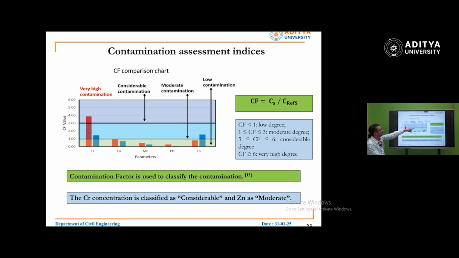So this is contamination factor. That contamination factor is calculated by concentration identified divided by reference concentration, and this is the graph that shows the soil from the lake bed area is very highly contaminated.